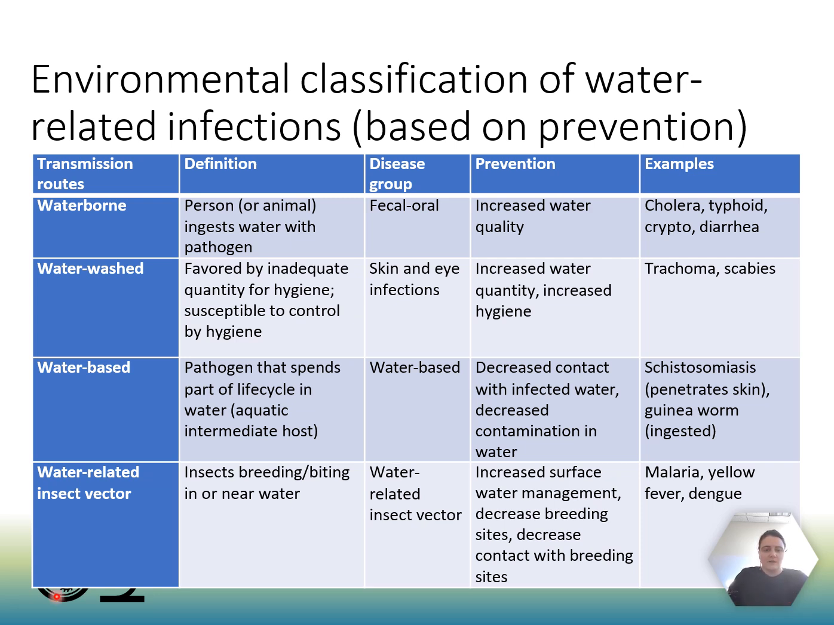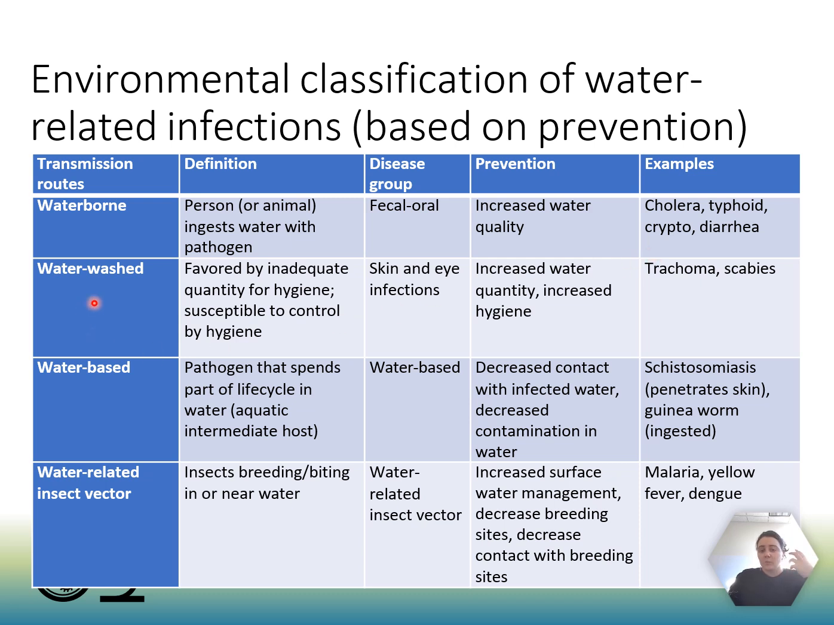So for example, when we talk about waterborne, a person or animal is going to ingest the water. So the disease group is what we call a fecal-oral route. It comes from fecal contamination and it's consumed orally. Preventing this type of disease is just increasing the water quality, make sure that it's really, really good, because if we're going to ingest it through this fecal-oral route, we want to be very, very careful. Some examples here could be cholera, typhoid, cryptosporidium. A lot of diarrheal diseases are waterborne.